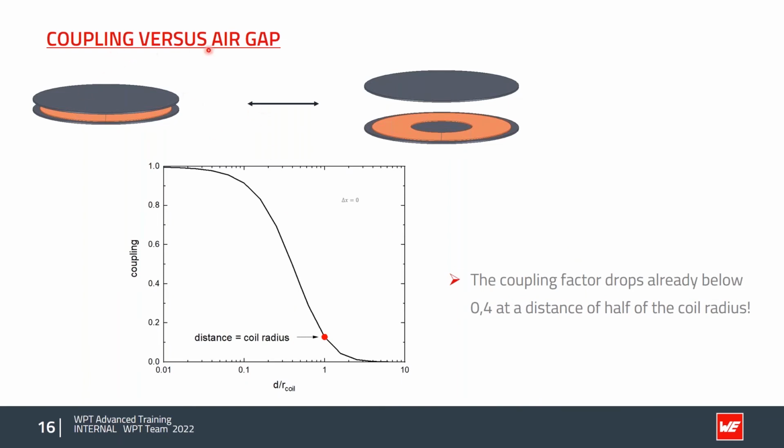Now let's have a look at the coupling versus air gap. We have a transmitter and receiver coil, and we increase the distance on the vertical side and do not change the horizontal distance. This graph shows the coupling over the distance of the coils relative to the radius of the coil. When the distance and the radius of the coil have the same value, we have a very low coupling of 0.1. The coupling factor already drops below 0.4 at a distance of half of the coil radius. This is valid for any combination of transmitter and receiver coils which are the same and have a circular shape.